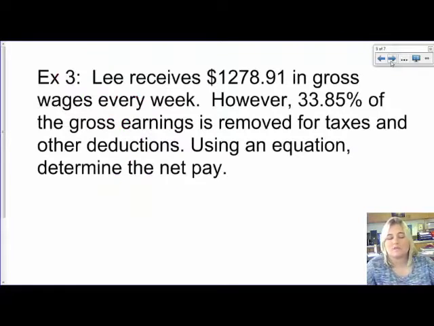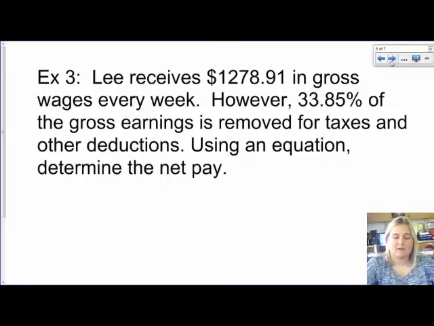Example 3. Lee receives $1,278.91 in gross wages every week. However, 33.85% of the gross earnings is removed for taxes and other deductions. Using an equation, determine the net pay. So we want to know how much he receives. It says that he receives the $1,278.91, but his net pay is what he would get after that deduction. So I know that he's going to lose the 33.85% out of his check for taxes and other deductions, and it wants us to write an equation to determine the net pay.